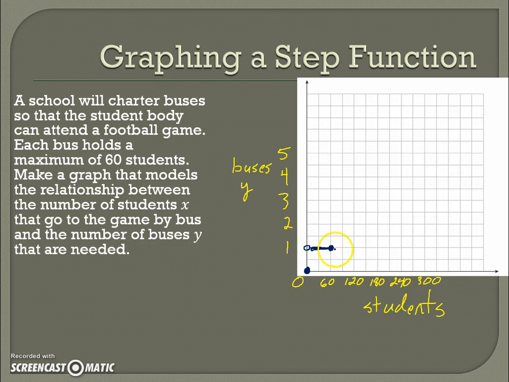But the moment I get that 61st student, the moment I get 61, I have to go up to 2 buses. And I'll have 2 buses all the way to 120. So if I have 120 students, I need 2 buses. If I have 61 students, I need 2 buses. But if I have 60, I only need 1. All right, so this is how a step function is going to look. For students 1 through 60, I get 1 bus. 61 through 120, I need 2 buses. I go up to 3 buses for 180.